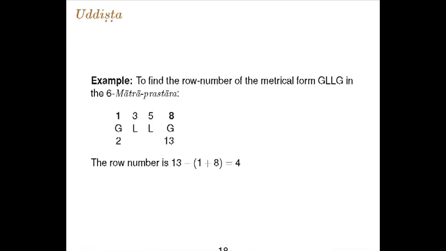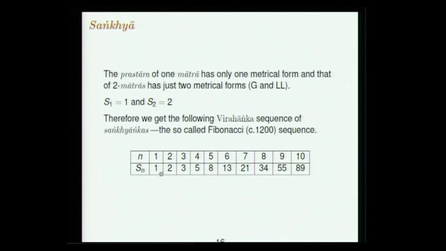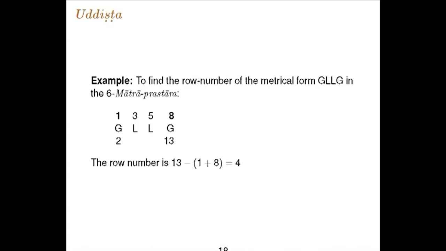So, these are the sankhyankas, that is, these are the total numbers of the Matra Vrittas corresponding to each Matra value. So, for 1 matra it is 1, 2 is 2, 3 is 3, 4 is 5, 5 is 8, 6 is 13. So, this sequence, the Virahanka sequence, is to be written down. Now, your GLLG is 6 matras. So, this is a part of the 6 matra vritta prastara.